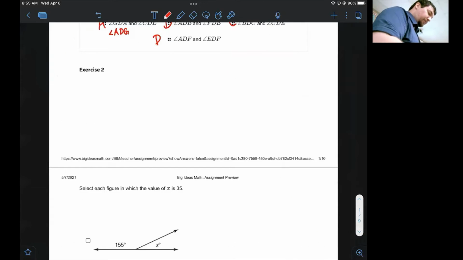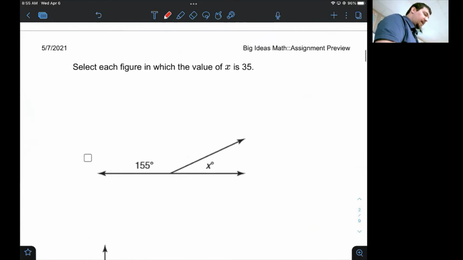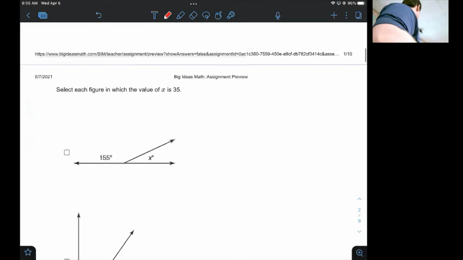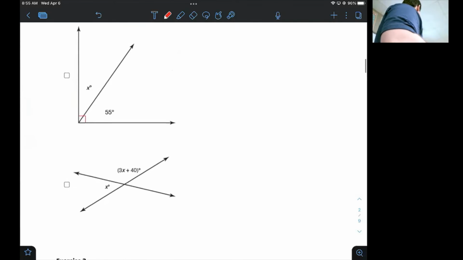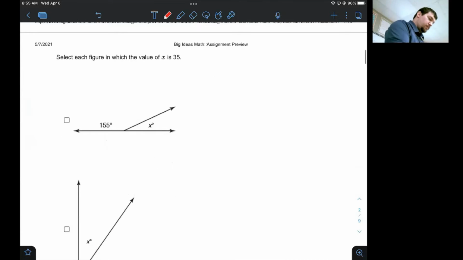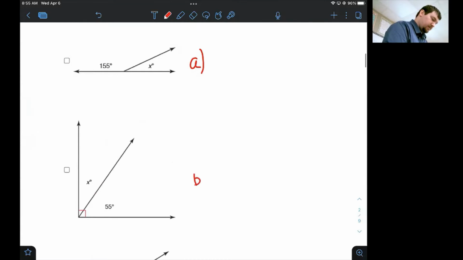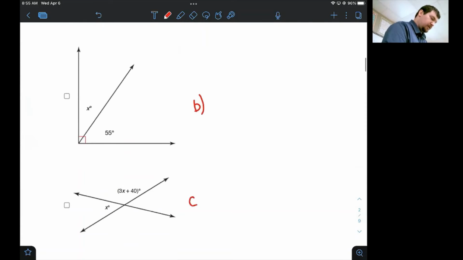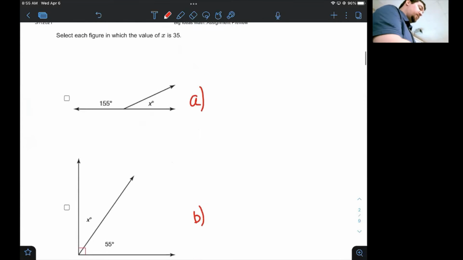All right, number 2. Select each figure in which the value of X is 35. There is 1, 2, 3. So on your paper, you can put A, B, and C, because we're going to need to find X in all three of these. The first one's pretty simple.